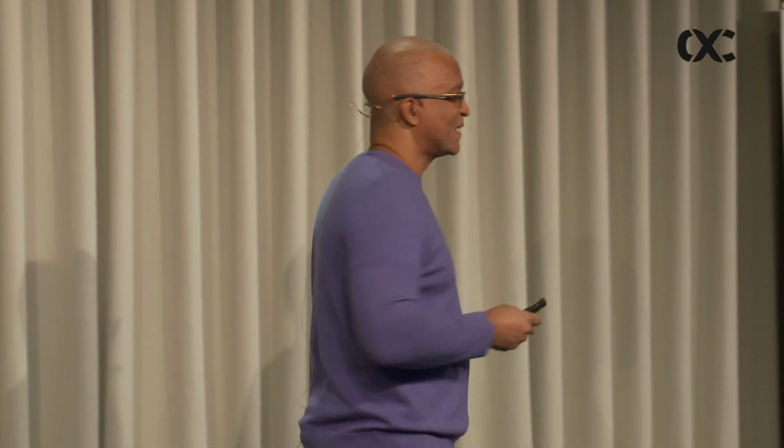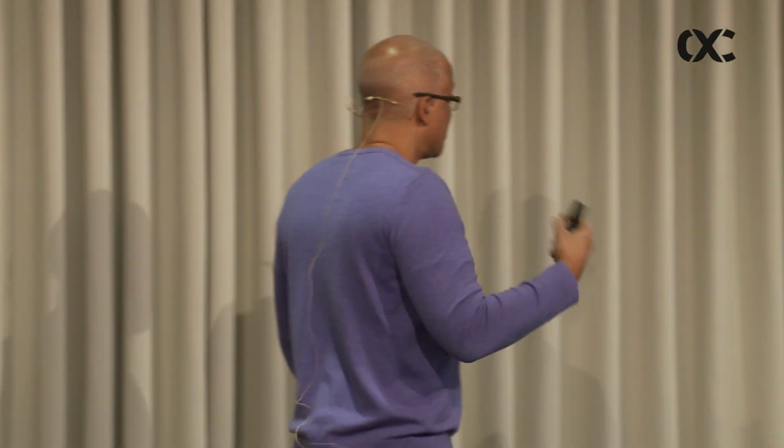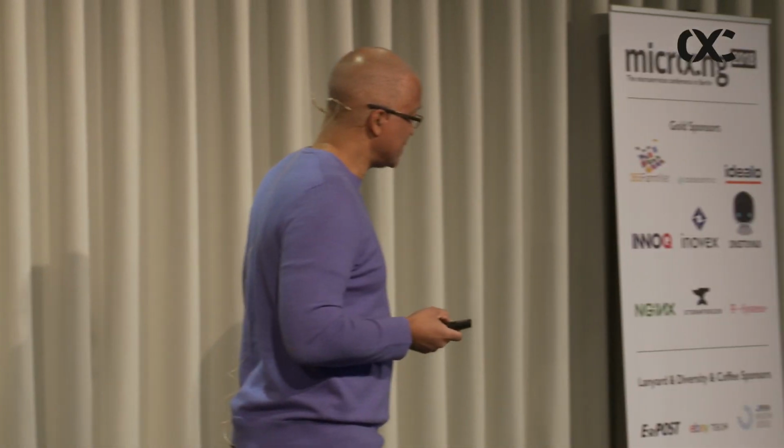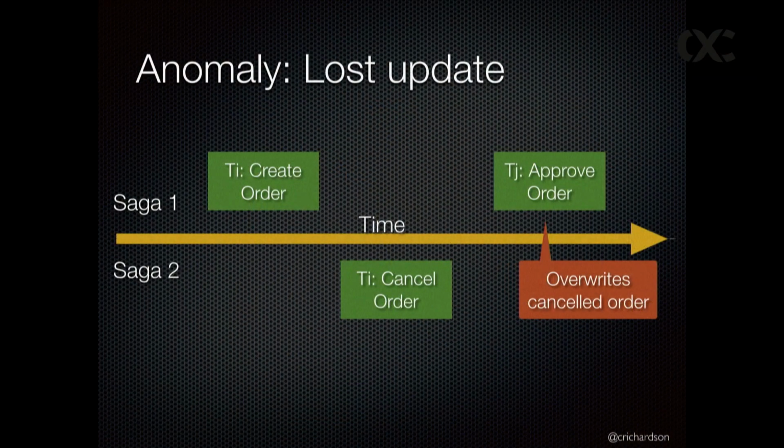If you go back and read classic database literature, like the transaction book by Gray, they talk about isolation and anomalies. That's the problem that you run into. There are three main anomalies you can encounter. One is lost updates. In this scenario, the first step of Saga 1 creates an order. Some other transaction then comes in and updates it, in this case cancels it. And then the final step of the CreateOrder Saga approves it, even though it's been canceled. It just overwrote the changes that were done by the cancel order.